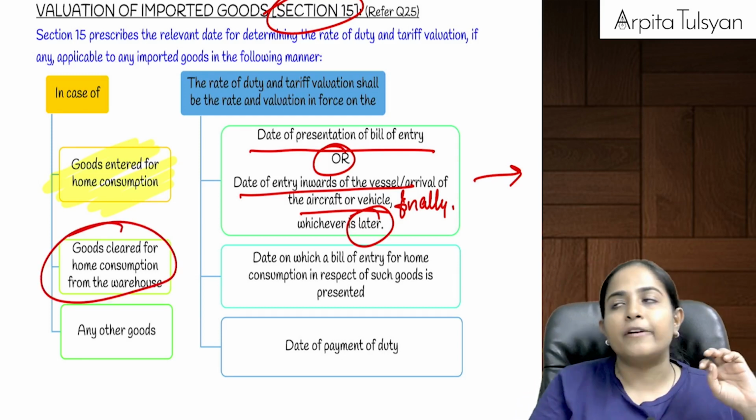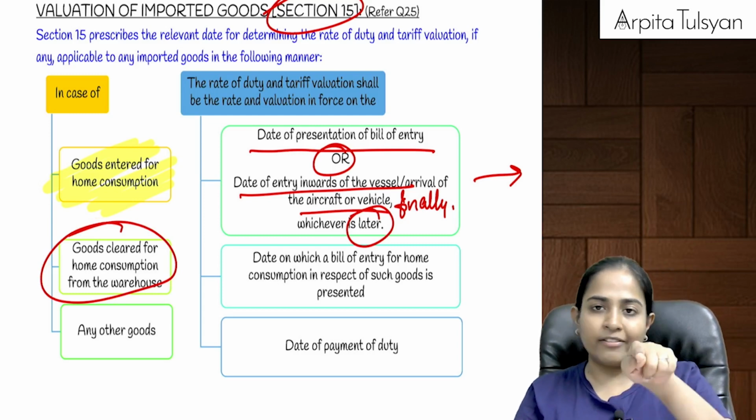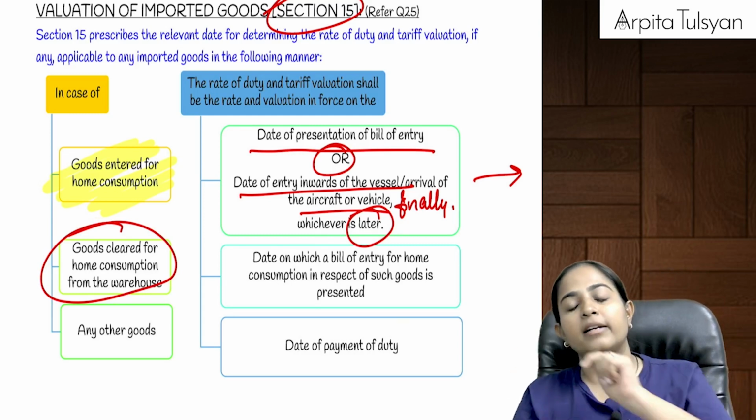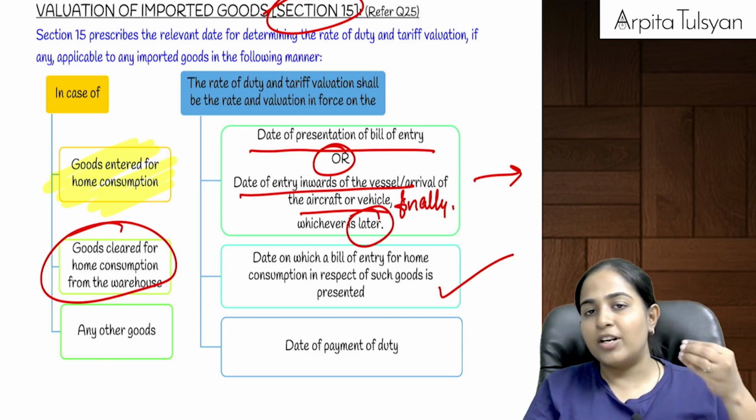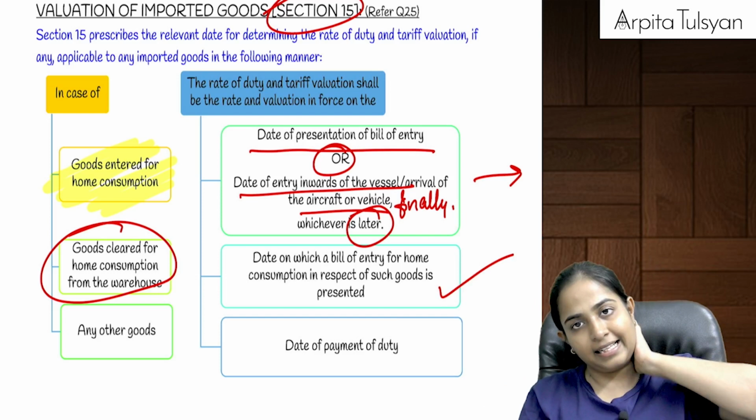Now suppose you are clearing the goods from a warehouse, meaning the goods were earlier stored in the warehouse, that will be duty free. From there you are clearing it for home consumption. So the day when you are filing the bill of entry for home consumption, on that day whatever is the rate will be applicable.